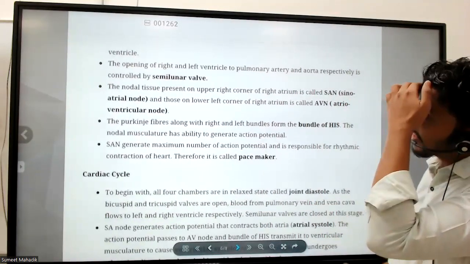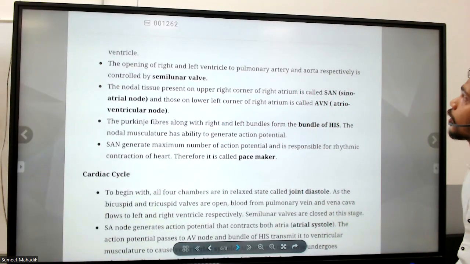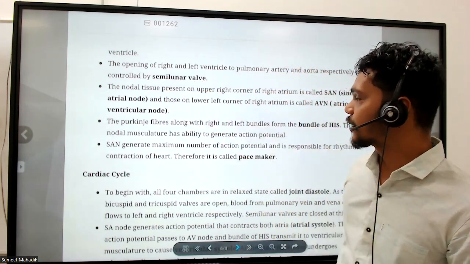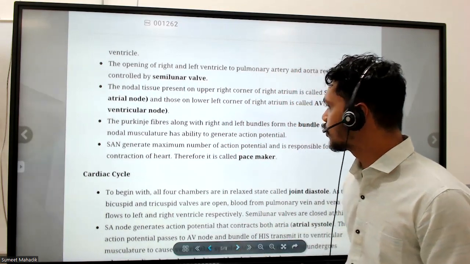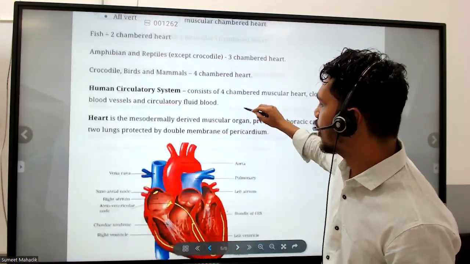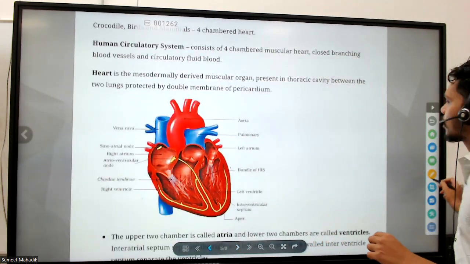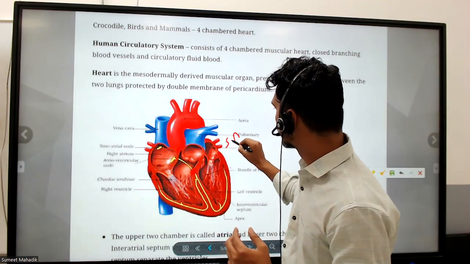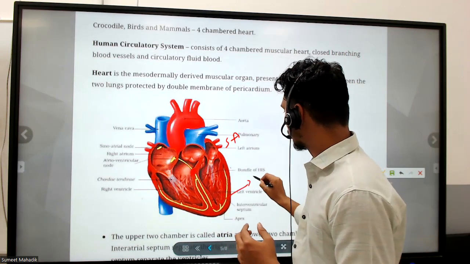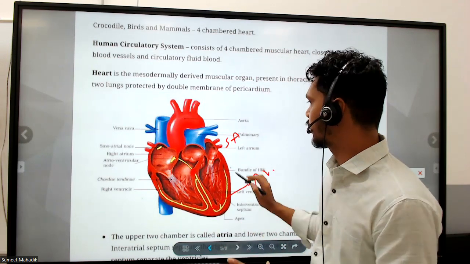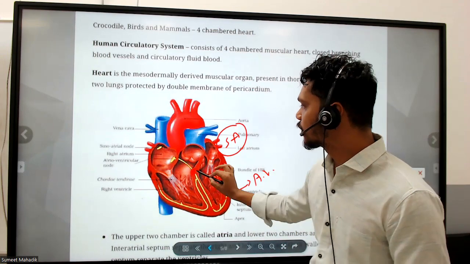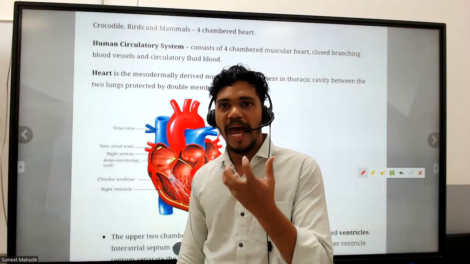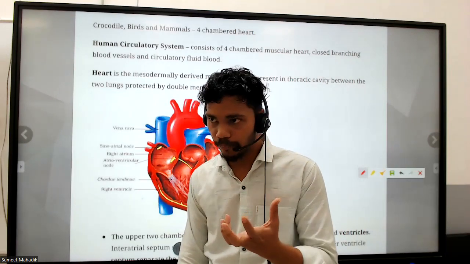Now, the opening from the right and left ventricles to the pulmonary artery and aorta respectively is controlled by the semilunar valve. The nodal tissue is present on the upper right corner. What is nodal tissue? See, I will show you that. Now, the heart is a pumping organ. So here is the SA node and there is the AV node. I will discuss it later. The SA node is present here on the septum, and it generates the impulse. So activation starts with the SA node.